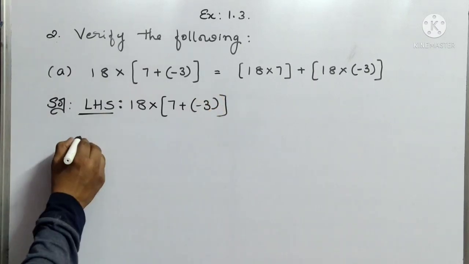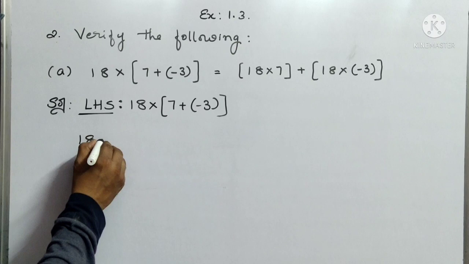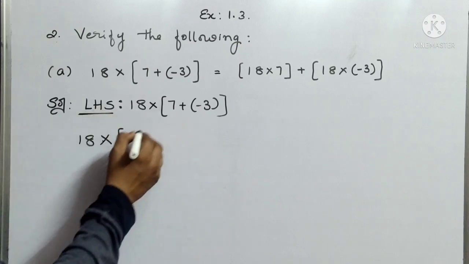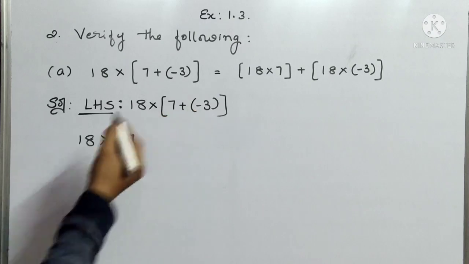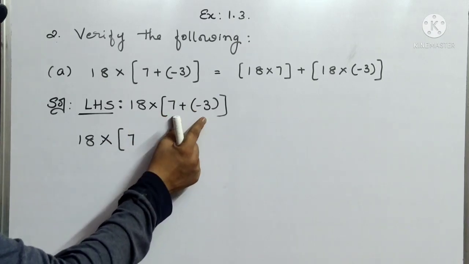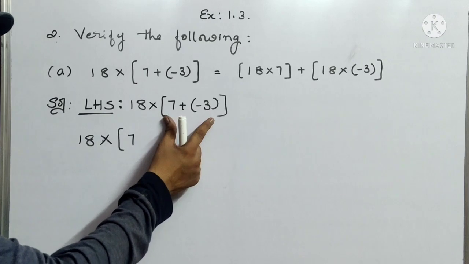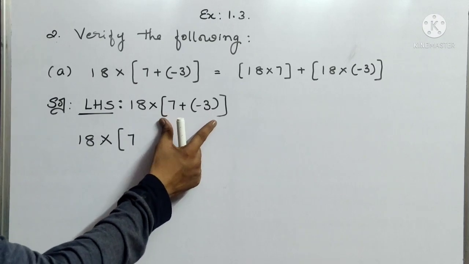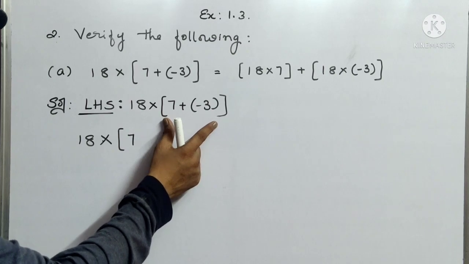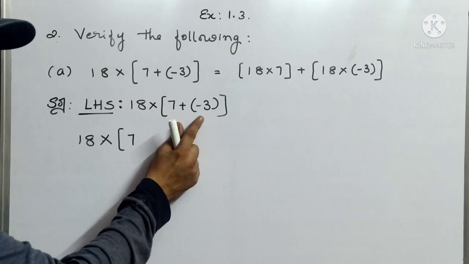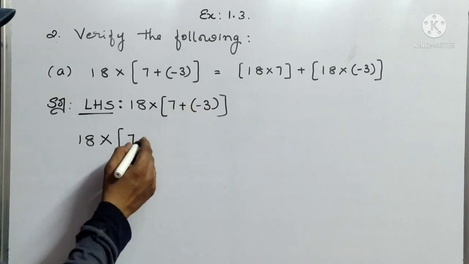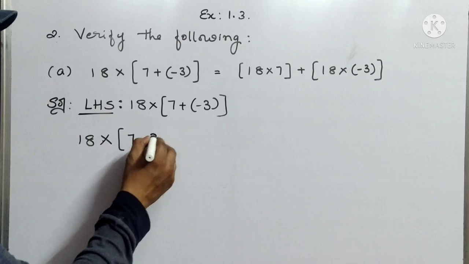Okay, now 18 into bracket 7 plus into minus 3. When the bracket is given, we first have to simplify what is there in this bracket. When the question is given like this, simplify means we have to solve what is there inside the bracket first. Now plus into minus, minus 3.